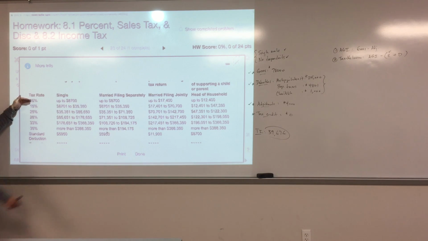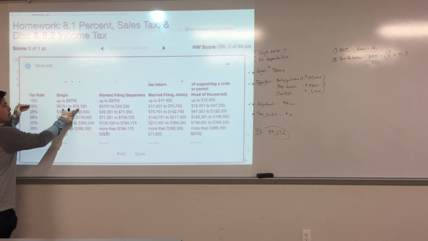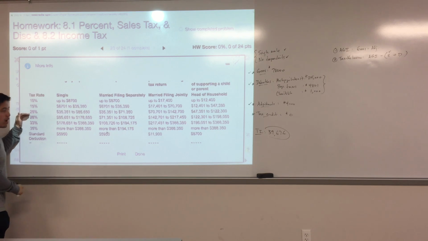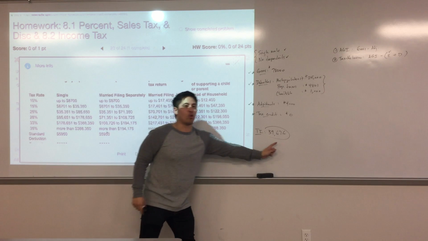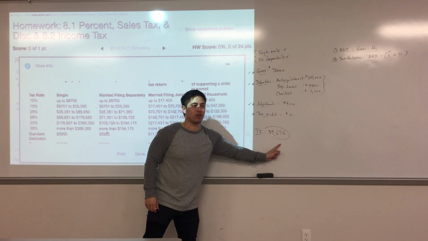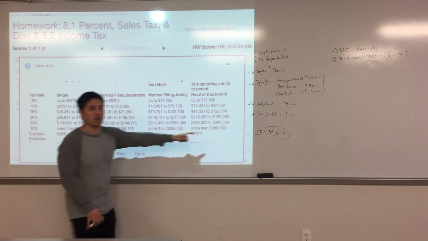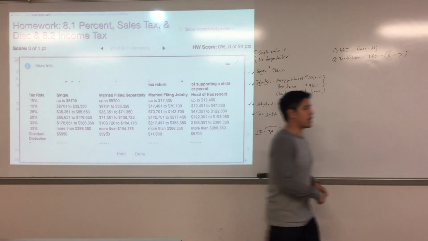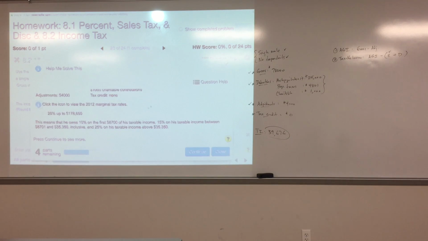You're taxed at 10% for the first $8,700, 15% for the amount between $8,701 and $35,350, 25% for the amount between $35,351 and your ending taxable income, not $85,000. That's your taxable income. Does that make sense, guys? Okay, so let's go take a look at this so that you can see how that's done. So I just explained that extra bit.